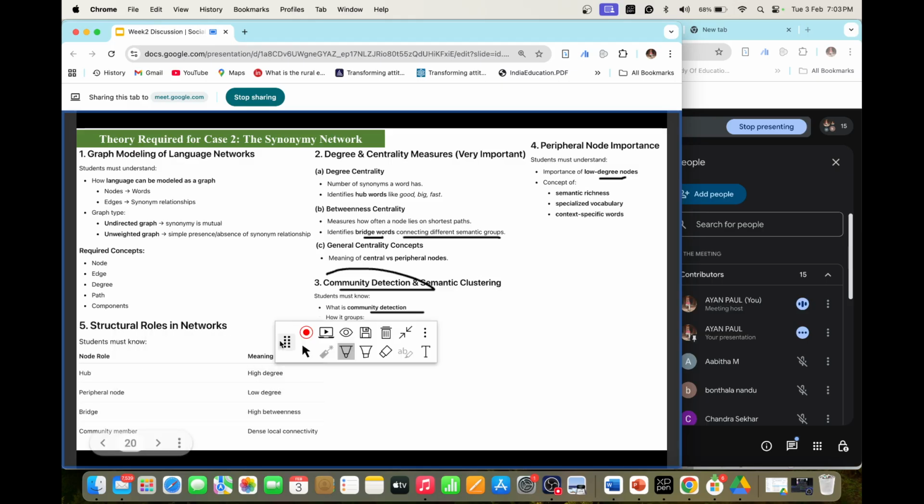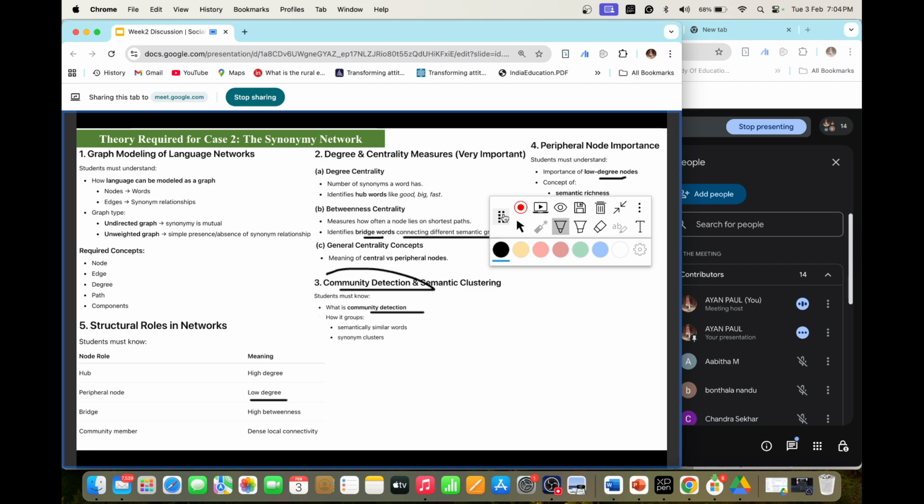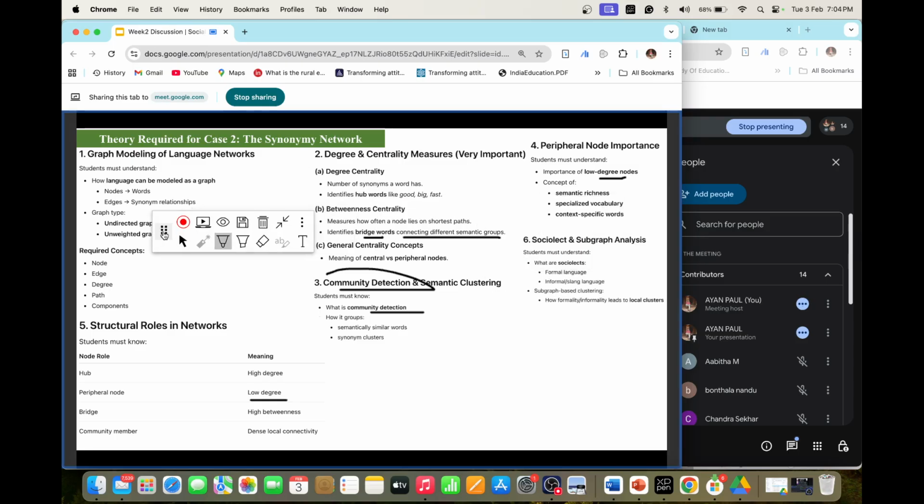And then you have these structural roles in a network: hub, high degree; peripheral nodes, low degree; bridge, high betweenness; and community member, dense local connectivity. Okay, so these are the structural roles in a network. And then you have sociolect and subgraph analysis. What is a sociolect? Formal languages, informal slang languages.